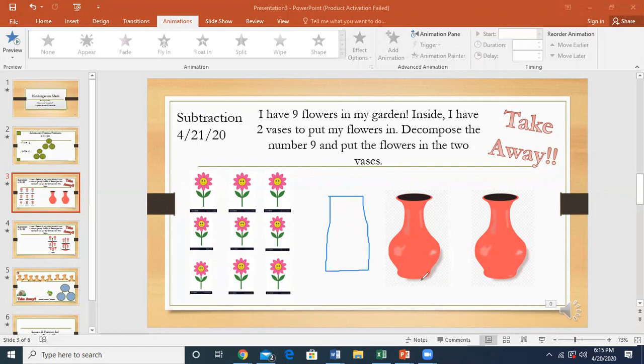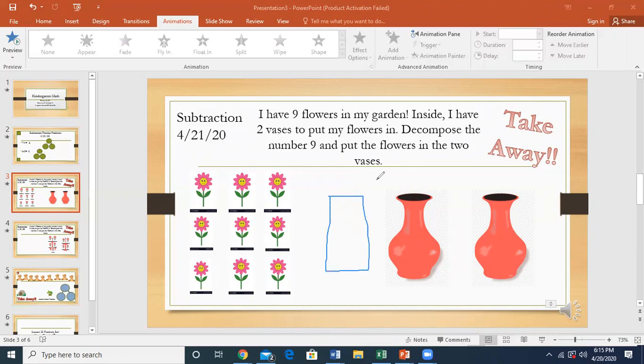Okay, guys, so we have 9 flowers. My 9 flowers need to go into these 2 vases. What I would like you to do is put the 9 flowers in the 2 vases in any way you would like. So all of my flowers have to be in the 2 vases. We're going to be practicing decomposing our 9 flowers into the two vases. So right now, you're going to draw 9 flowers put into the 2 vases. Try that on your own.